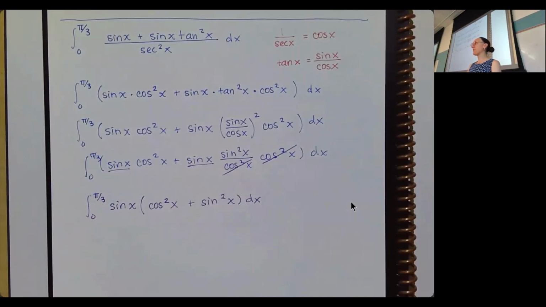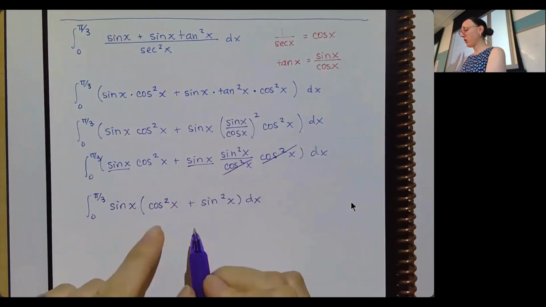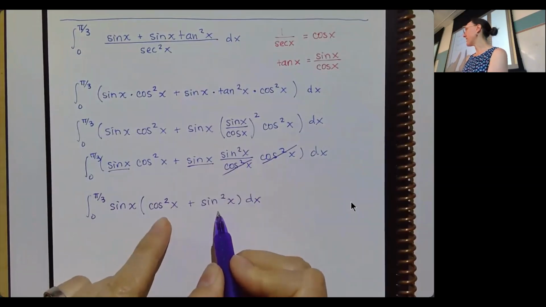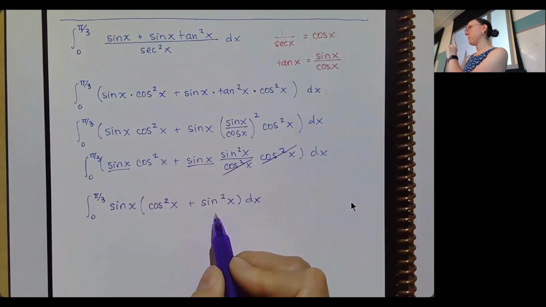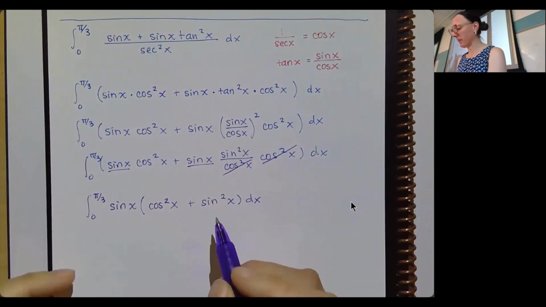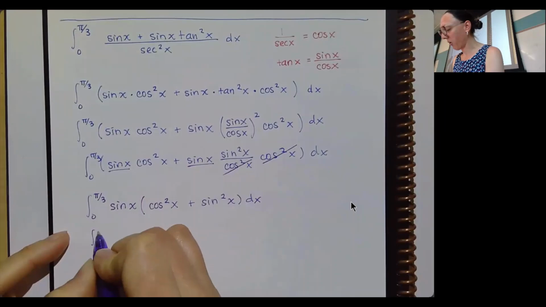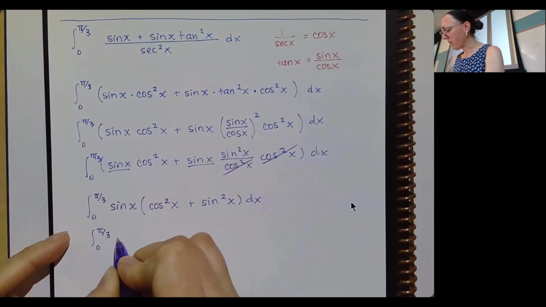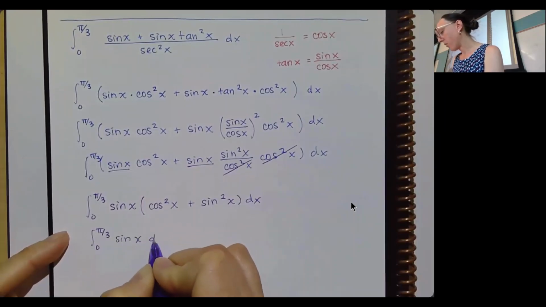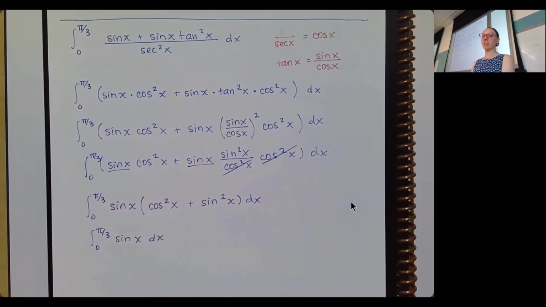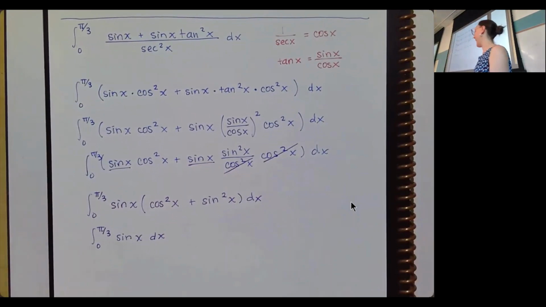This one you are expected to recognize, know, have memorized. Cosine squared x plus sine squared x. What's that equal to? Show me on your fingers what that's equal to. That's your hint. It's a number. It's 1. And that you are expected to have memorized and know. Which means all of that whole thing is really just find the antiderivative of sine of x and evaluate it at pi over 3 and 0.